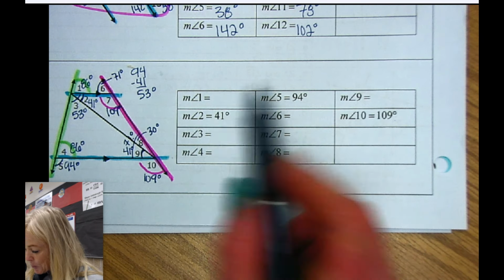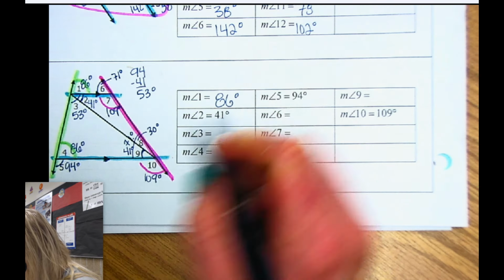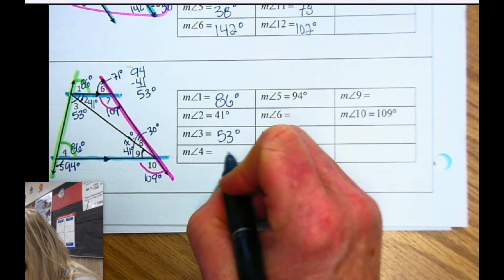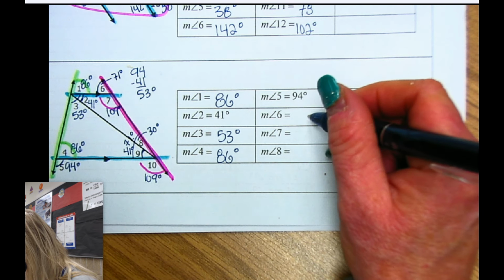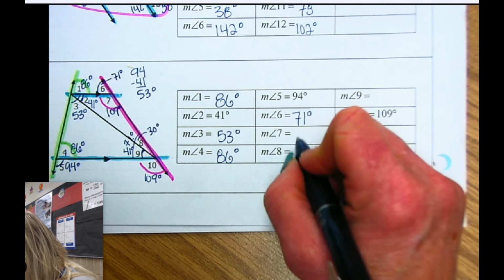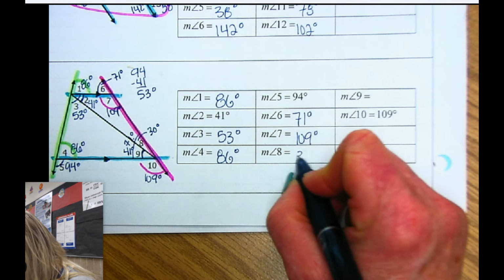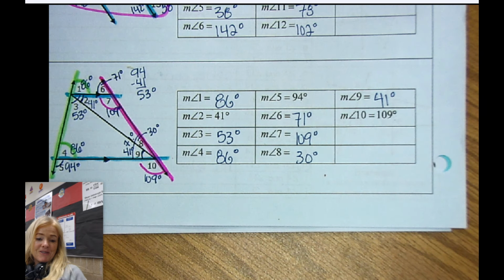Sweet. All right, so number 1, we're going to put in 86. Number 3, 53. Number 4, 86. Number 5, we have then 71. Angle 7 is 109. Angle 8 is 30. Angle 9 is 41. And we're done. All right, that concludes our second video.